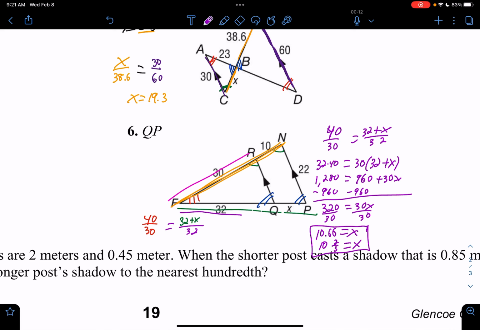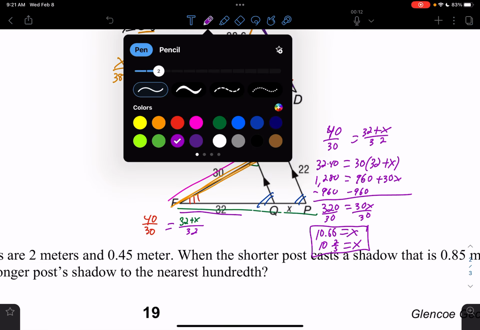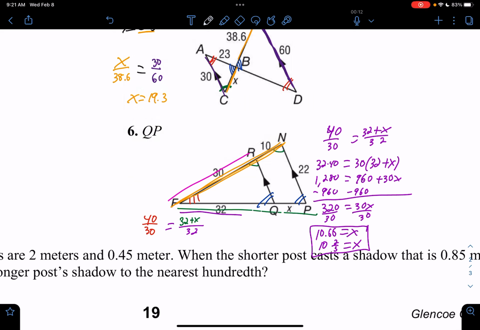How about if we say green, blue, red, as in green, blue, red, similar to green, blue, red. So I'm going to write triangle NPF similar to triangle RQF.